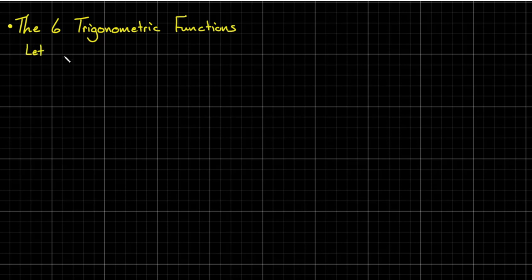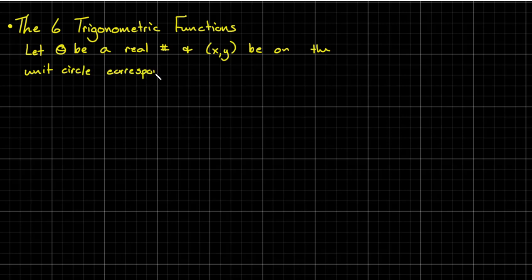Do you want t for an angle or theta for an angle? Theta? Okay, so we're going to let theta be a real number and the point x comma y be a point on the unit circle, corresponding to theta.